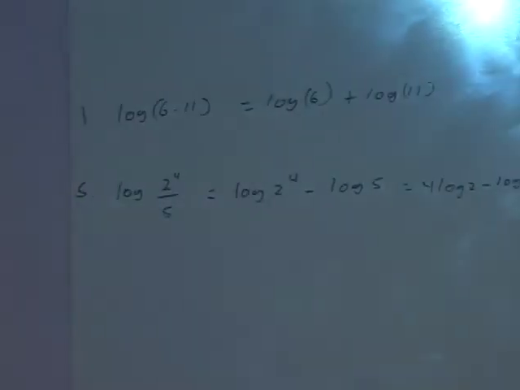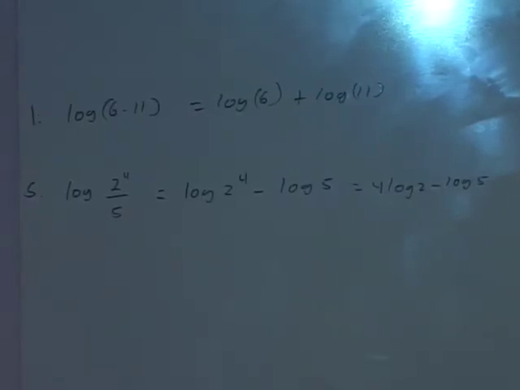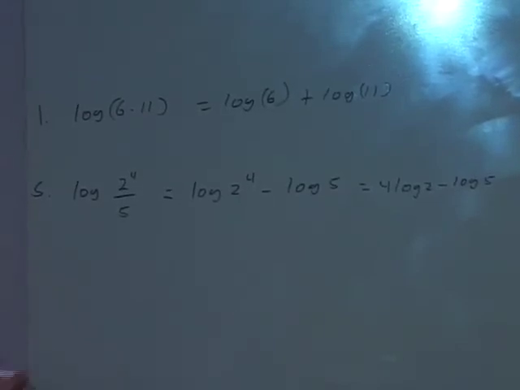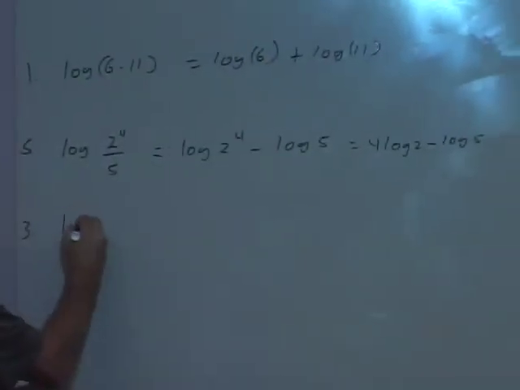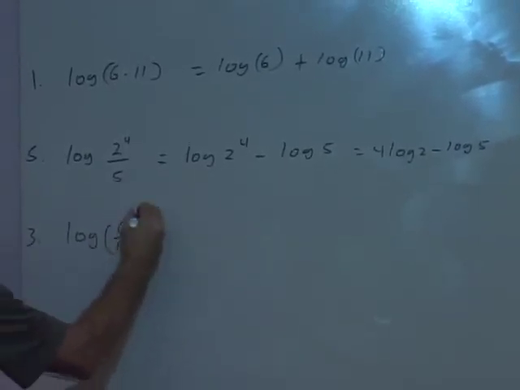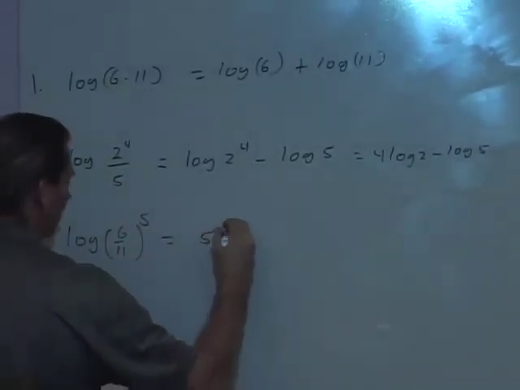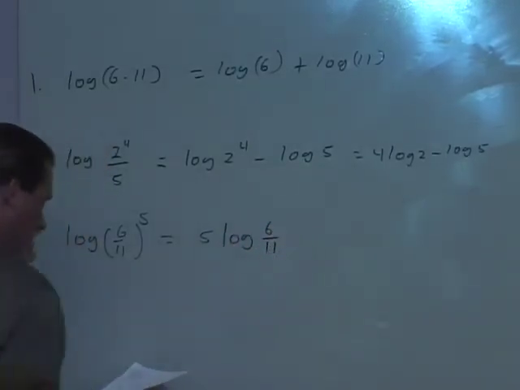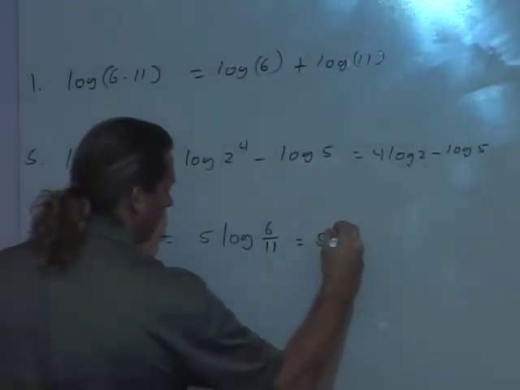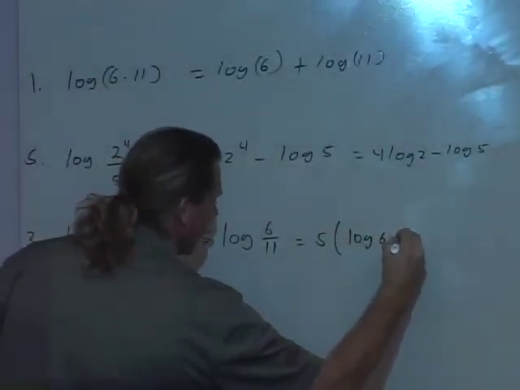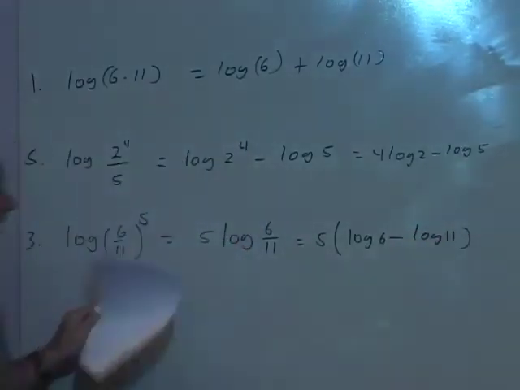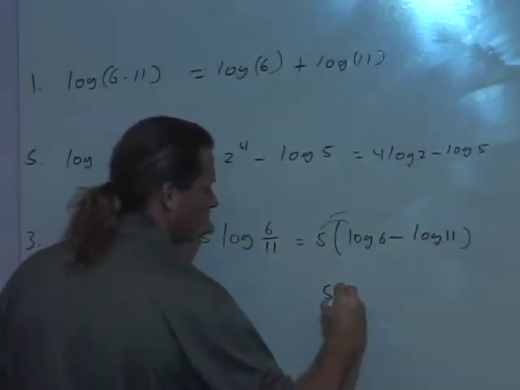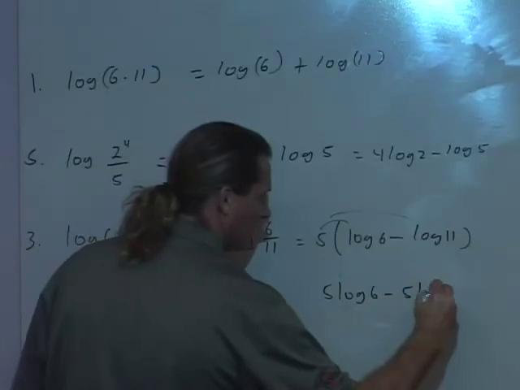So it's pretty straightforward. On number 3, would you apply the 5 to both logs since it's outside of the parentheses? I would, and I would write it like this. Number 3, log of 6 over 11, raised to the 5th. I would go ahead and move it out first. That's 6 over 11. Okay, and then I would recognize this is equal to 5 times log 6 minus log 11 because, again, subtraction and division. And then you can use the distributive property here and get 5 log 6 minus 5 log 11.